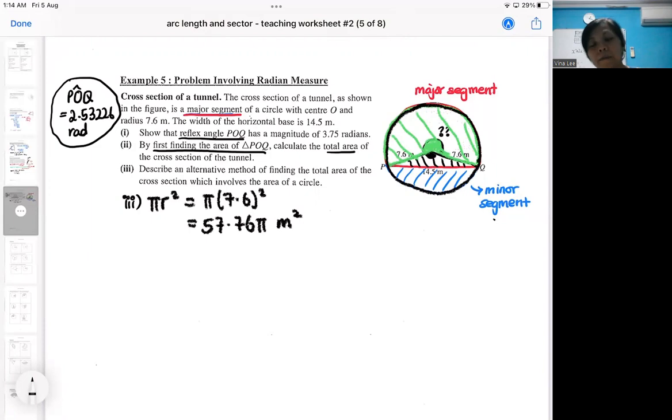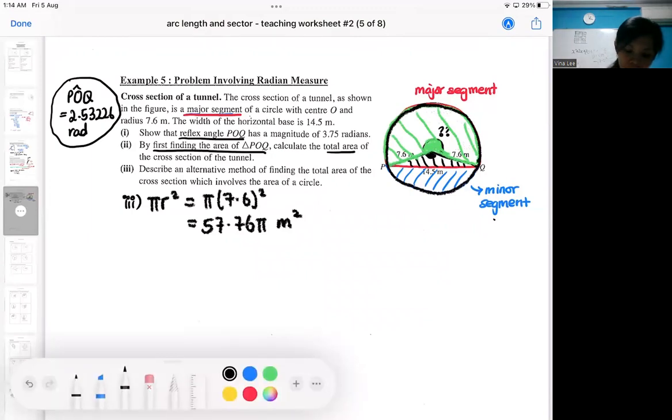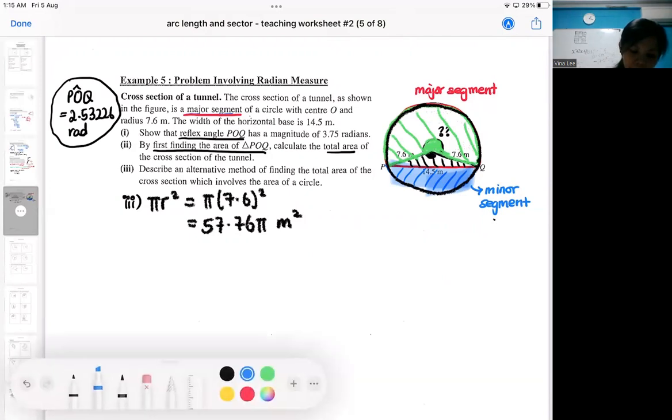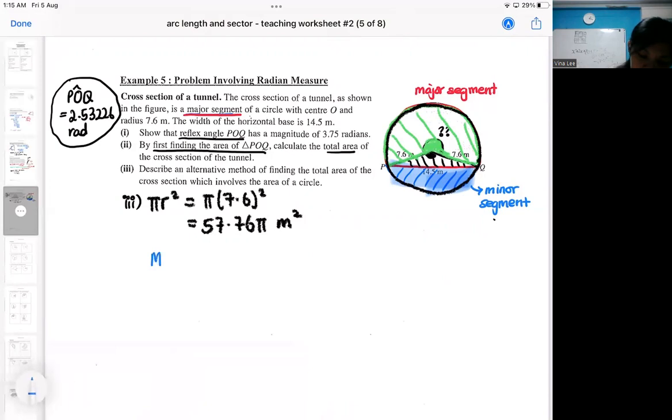So how can I be finding the same tunnel? I'm actually going to find the blue segment here. So I'm going to find the minor segment. How do we find the minor segment? It's like the previous question. I'm going to find the minor segment by using the minor pizza to subtract away the triangle.